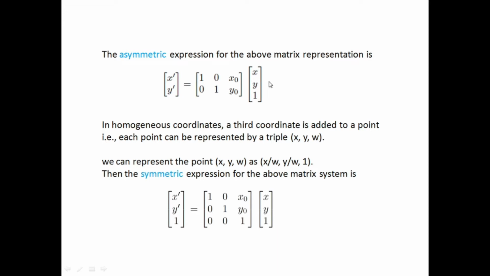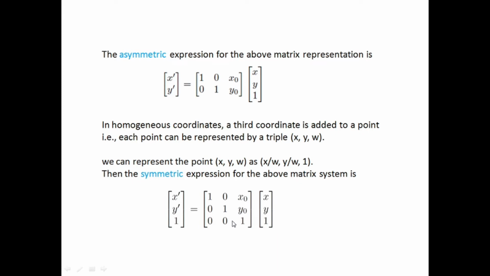So why I am calling this kind of representation an asymmetric expression is that the transformation matrix I am having here is not a square matrix. If I would like to make this a square matrix, then this expression is turned into a symmetric expression. How it will be? The same thing had been presented here.